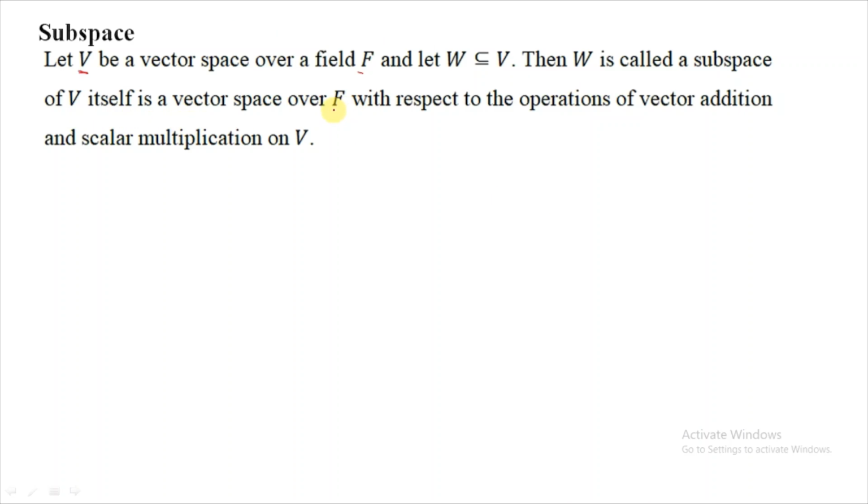It's a vector space means, as we discussed last class, it satisfies 9 properties. That means W itself is a vector space with respect to the same operations, vector addition and scalar multiplication on V. Last class we discussed vector addition and scalar multiplication. With those same operations, W is also a vector space.